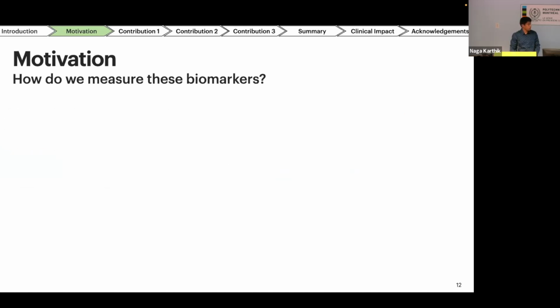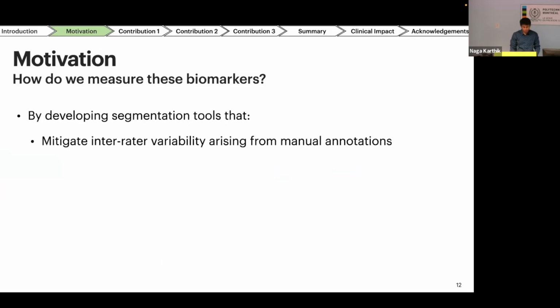So the question now is, how do we measure these biomarkers? We need segmentation tools that can mitigate inter-rater variability arising from manual annotations, in the sense that if you have multiple raters doing the segmentation, there's bound to be some variability, and we would like to mitigate that with automatic methods.